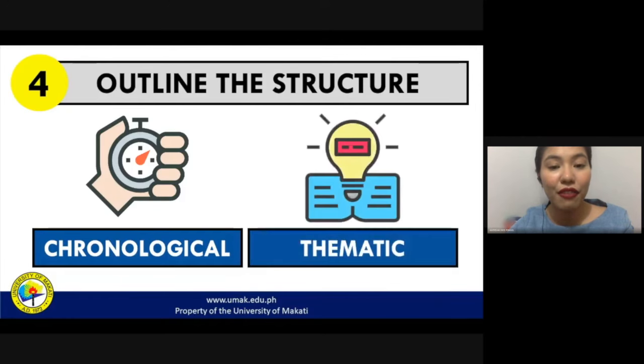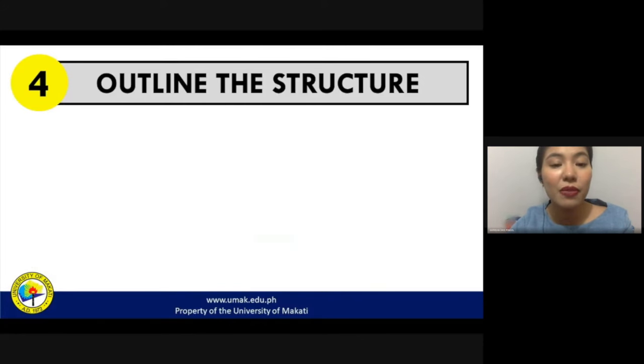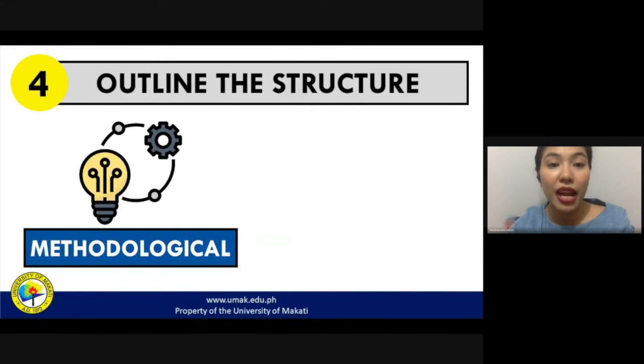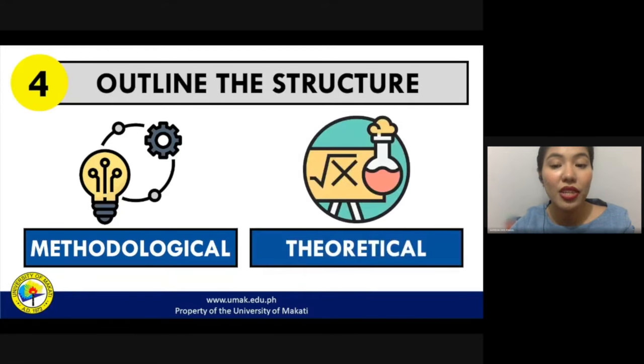Next is thematic. For this type of outline, you arrange the pieces of information that you have gathered based on the theme that they have. So ideas that share the same theme are grouped together, and so on. The next one is the methodological outline, so trying to follow a method or methodology. And then the next one is theoretical. For this one, you arrange the outline based on the theory that you will be utilizing for your research or literature review.